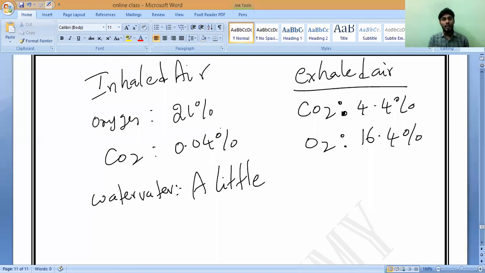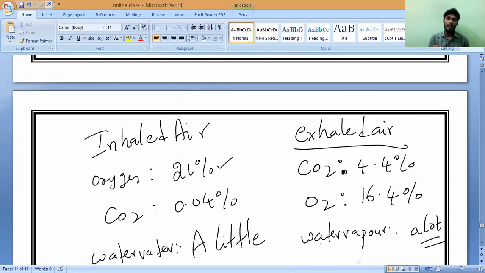So we are taking in 21% of oxygen. Only how much is utilized? Only 4.4% is utilized. Do you notice it? That is what you should remember. And as carbon dioxide is released, a lot of water vapor is present during respiration. Please remember this for inhaled air and exhaled air.